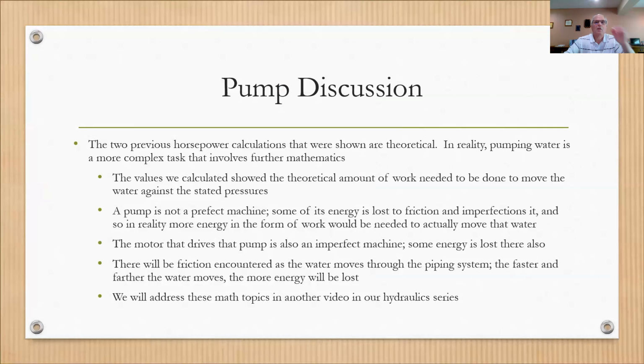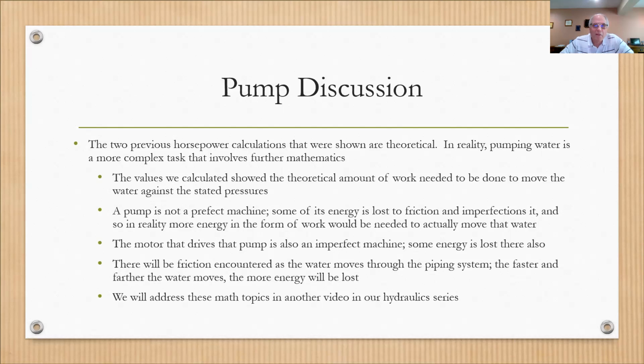Before we close out, let me give you a pump discussion that'll help set up the second video. The 2 previous horsepower calculations that I showed you are called theoretical horsepower problems. In reality, pumping is more complex than that. It's a task that involves more mathematics. That's what I'm going to get to on the second video. Those values that we just calculated show the theoretical amount of work that would need to be done to move that amount of gallons per minute, that much water, that much weight of water, if you want to put it that way, through that head distance that I gave you.